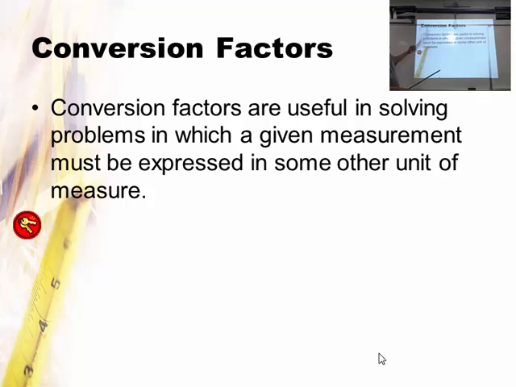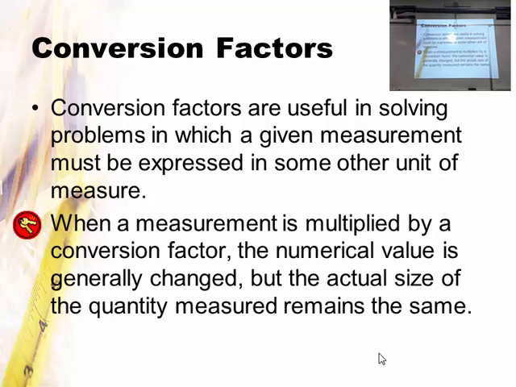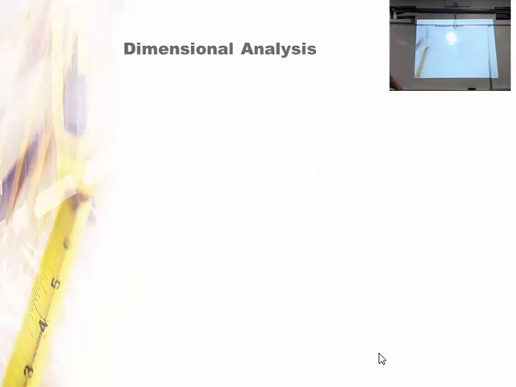Okay, so conversion factors are useful to solve problems where they give you a measurement in one unit and they want it to come out in another one. And when you multiply your measurement by that conversion factor, your number value is usually changed. Does that mean the size of your quantity has changed? No. The actual size of the quantity stays the same, but it's being reported in a different number or a different unit.